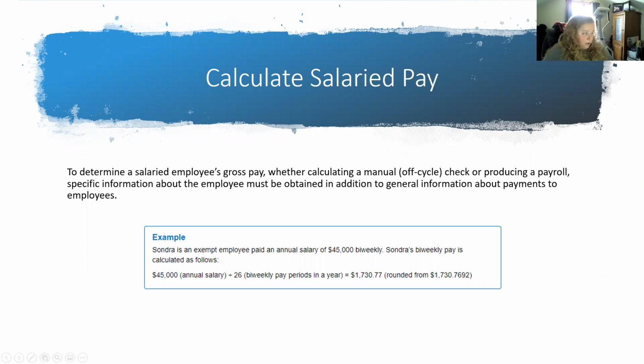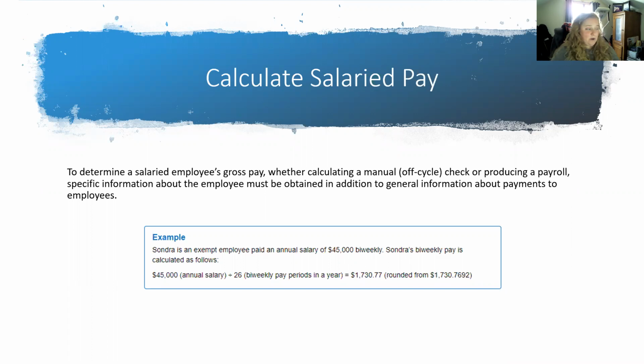To determine a salaried person's gross pay, it's a little bit easier. All you have to do is figure out how much they make annually, and then divide by however many pay periods you're working with. So for example, Sandra is an exempt employee and she's paid an annual salary of $45,000 biweekly. So her biweekly pay would be calculated by taking her annual salary of $45,000, dividing it by 26 biweekly pay periods in a year, which gives us $1,730.77 for her biweekly salary.